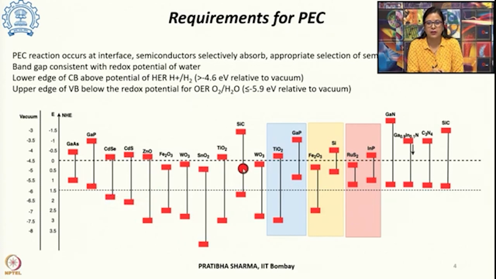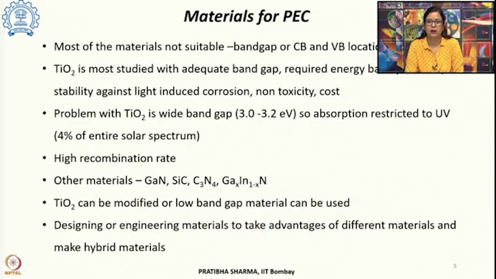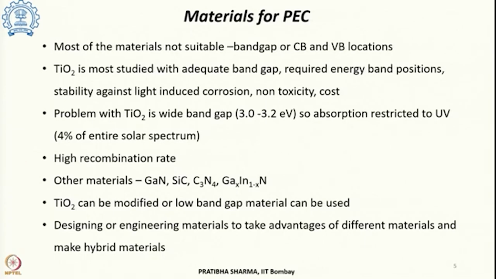The rest of the materials, like we can see silicon carbide, titanium dioxide. So, there are very few materials that satisfy this condition. Most of the materials are not suitable for the photoelectrochemical reaction to occur. This is because either they do not have the required band gap, or the locations of the conduction band and valence band are not as per the desired condition.